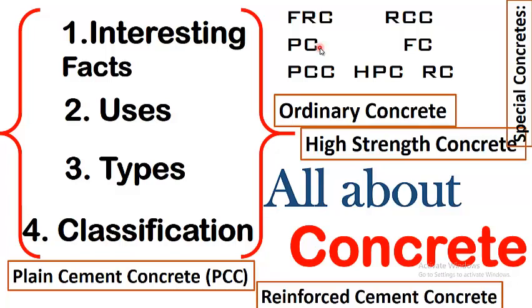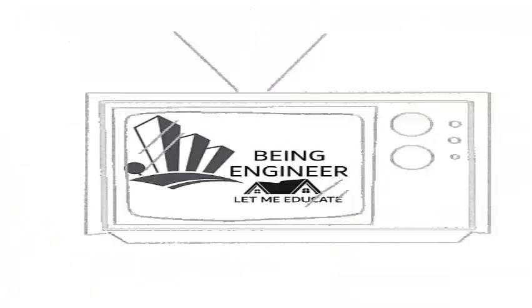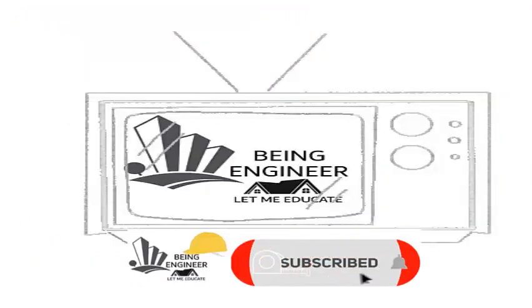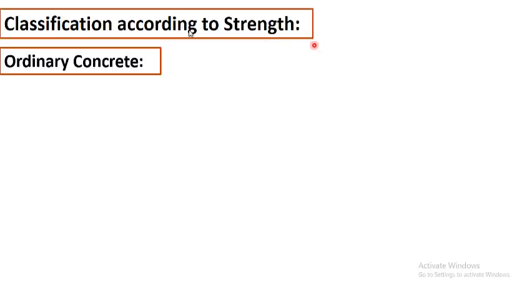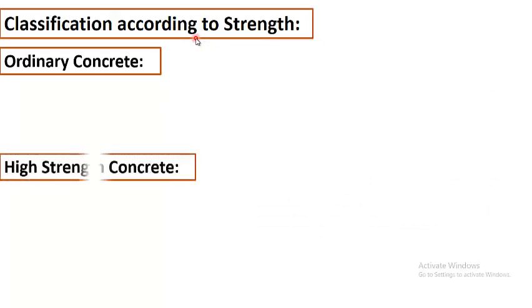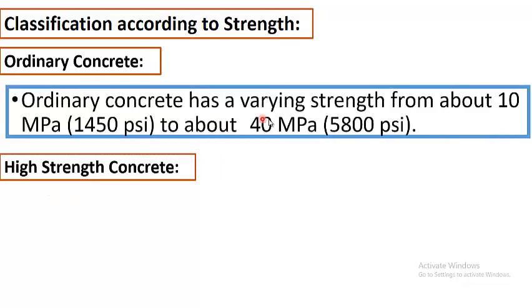So let's start today's topic. First of all, classification according to strength. According to strength, it is classified as ordinary cement concrete and high strength concrete. Ordinary concrete has a varying strength from about 10 megapascal, that is 1450 psi, to about 40 megapascal, that is 5800 psi.